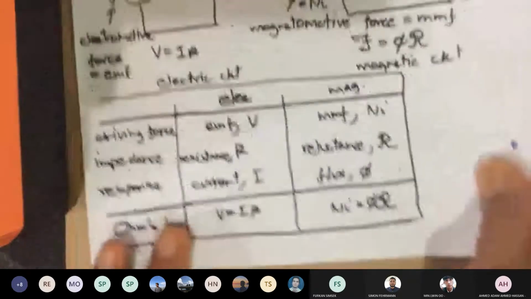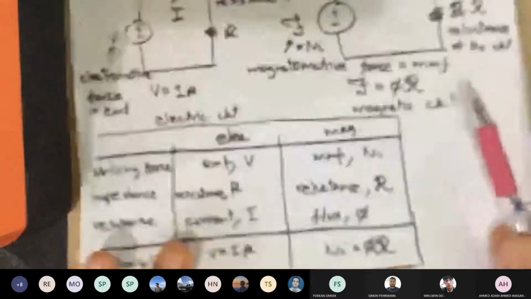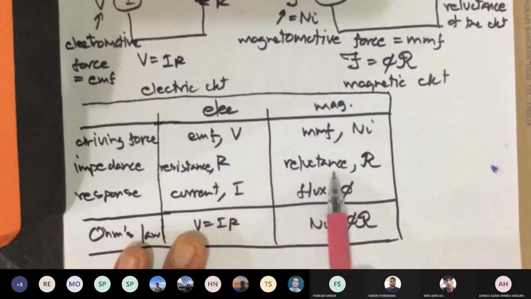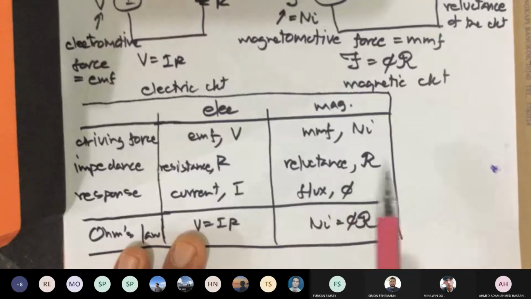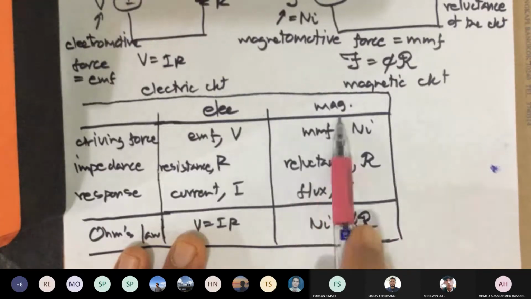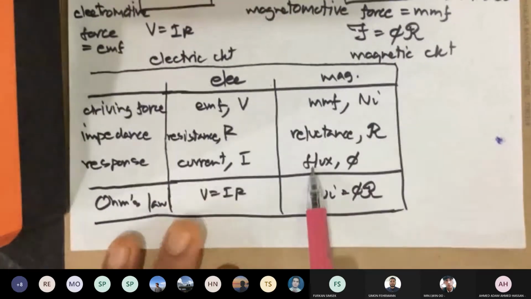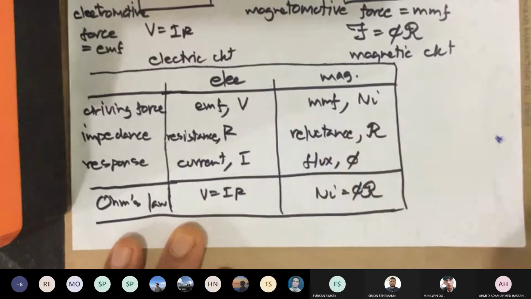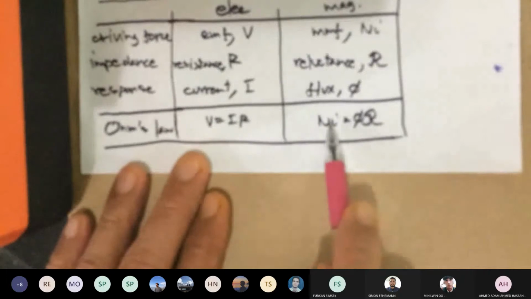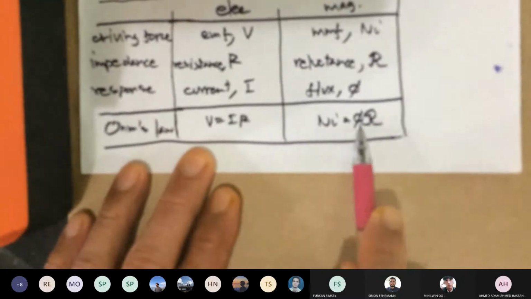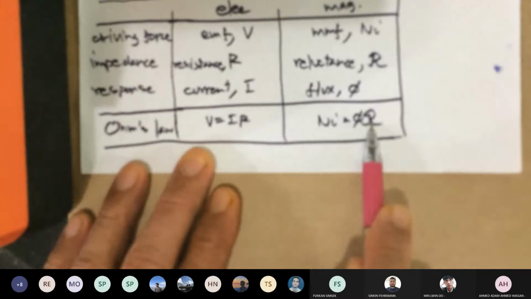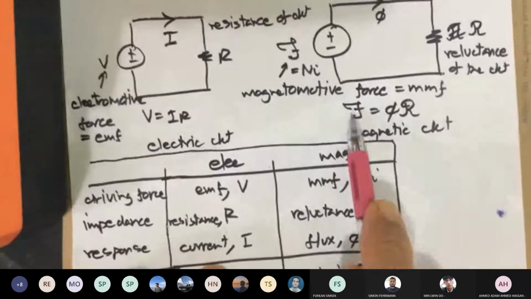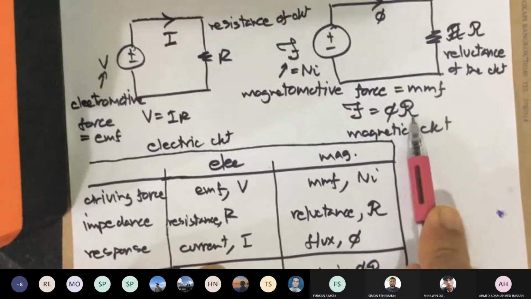What's the impedance of your circuit? We give it a new name instead of resistance, just to make a distinction. We call that a reluctance. We'll talk about that in a moment. A curly R. The response from that impedance is flux, your magnetic flux phi. And we use the same concept from Ohm's law. So we get N times I, which is your force, equals the response times the impedance, which is phi times the curly R. And if you re-express this in a curly F, you get this magnetic circuit relationship. Magnetomotive force is phi times reluctance.